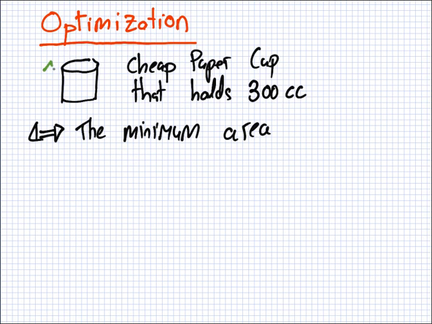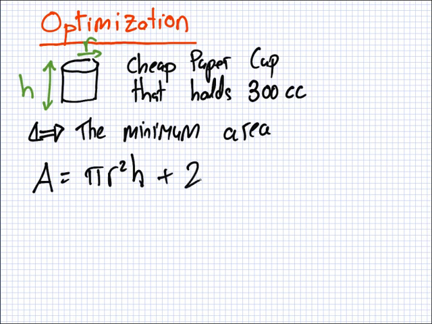So we'll call this H and R, and we're looking for H and R. You'll need to know these formulas for the exam. The area here will be pi r squared. That's the area for the circle on the base. And then what's the area for the curved part? Yeah, it's 2 pi r h.